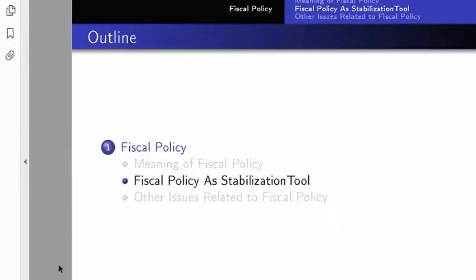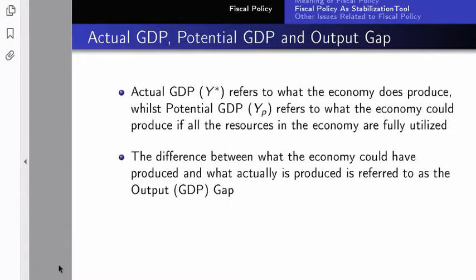All right. Now let's look at how we can use fiscal policy as a stabilization tool. It's not a difficult thing. There is this difference between actual GDP and what is called potential GDP. We need to know the difference between actual GDP and potential GDP.